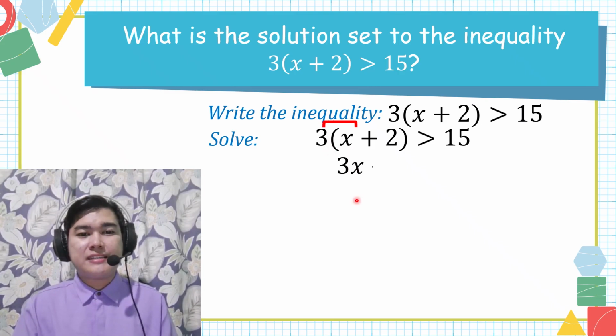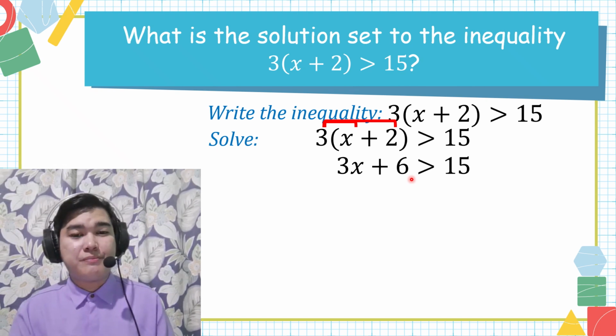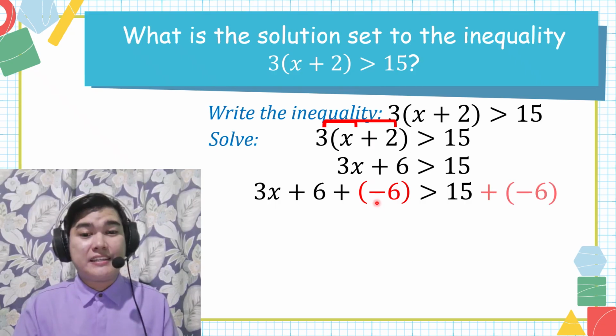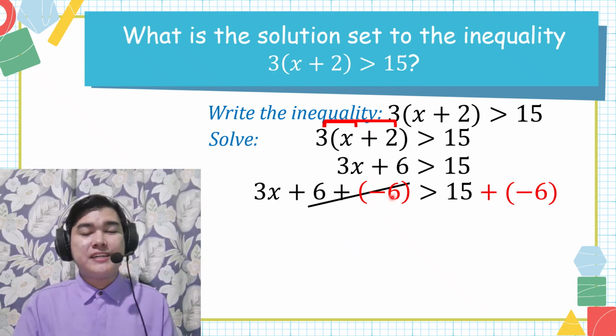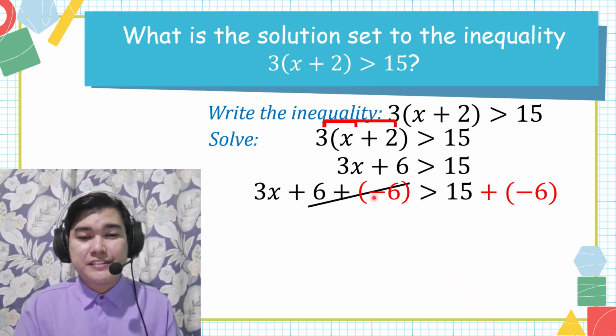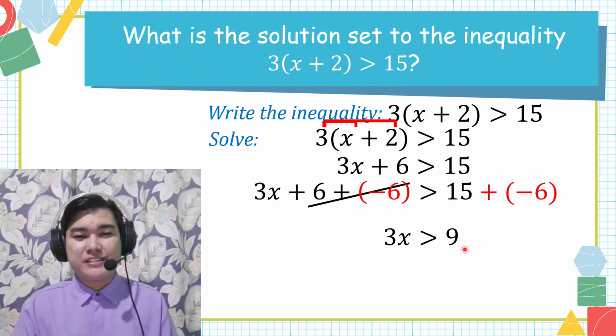3 times x is 3x. 3 times 2 is 6. And then greater than 15. Now, we are going to remove positive 6 from the left side of inequality. So we are going to look for the additive inverse of positive 6. And that is negative 6. So we need to add negative 6 to both sides of the inequality. Okay, and then 6 plus negative 6 will be equal to 0. So meaning to say, the remaining term in the left side of inequality is 3x. 15 plus negative 6 is positive 9.